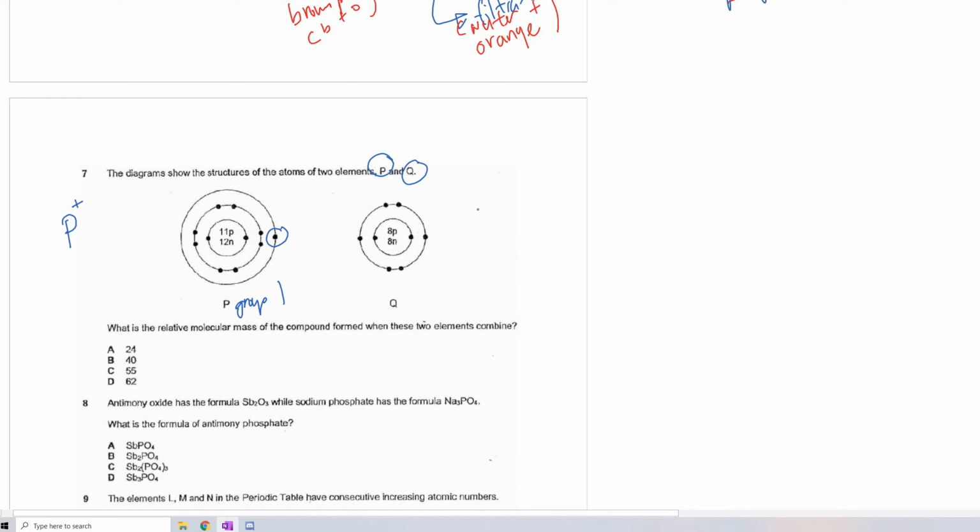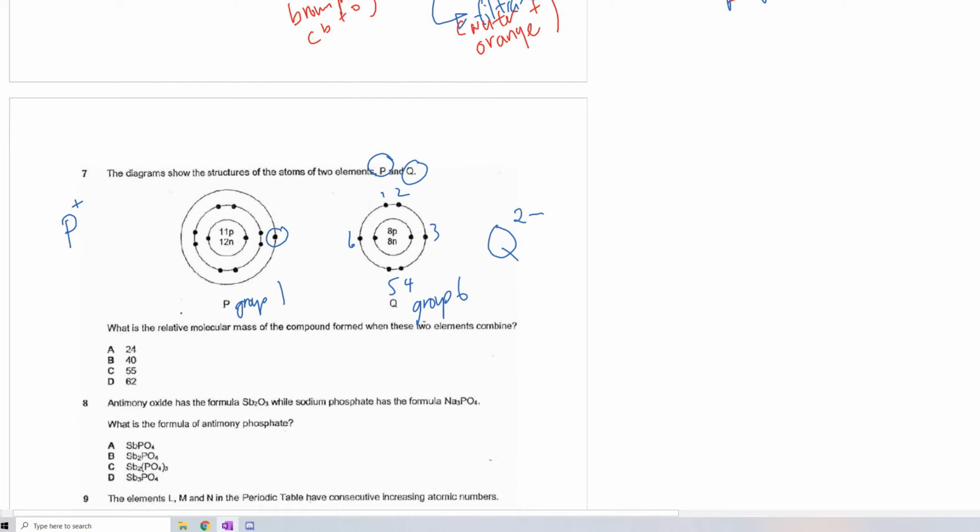Okay, for Q we have 1, 2, 3, 4, 5, 6 electrons in the valence shell. Hence, it would gain 2 electrons to have the stable electronic configuration of an octet. So it will gain 2 electrons, so it will have the charge of 2 minus. Okay, so this is in group 6.